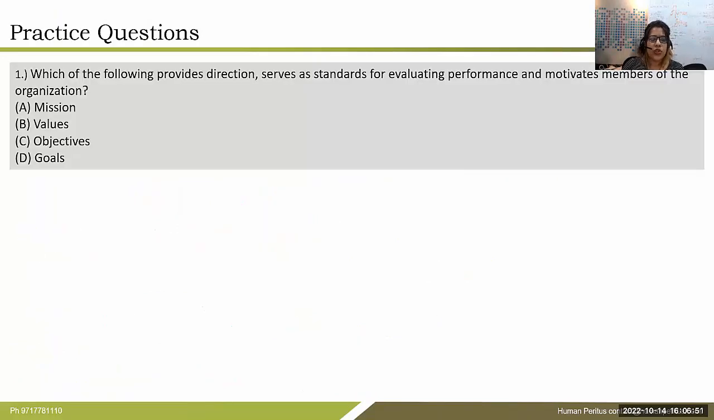Which of the following provides direction, serves as standards for evaluating performance and motivates members of the organization? Direction. Can you show the core values? Okay. Core values slide. Okay. Give me a second.